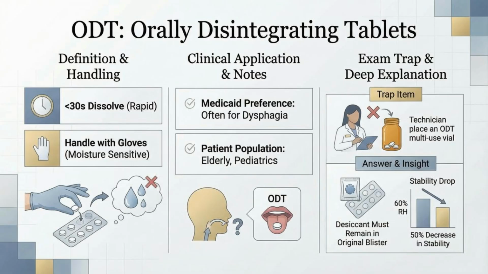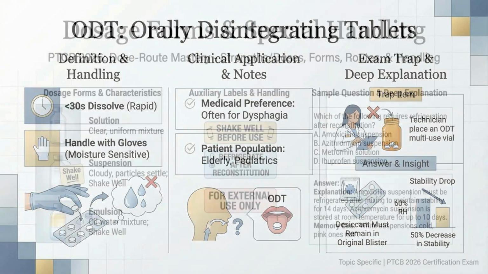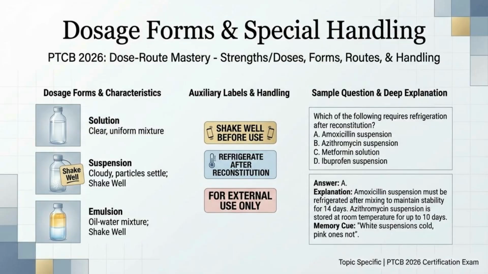Handle them with gloves as they are moisture sensitive and often used for the elderly or pediatrics. A key trap is transferring an ODT to a multi-use vial, which causes a significant stability drop because the desiccant must remain in the original blister. Review dosage forms. Solutions are clear, uniform mixtures. Suspensions are cloudy, particles settle, and require shaking well. Emulsions are oil-water mixtures that also require shaking well.